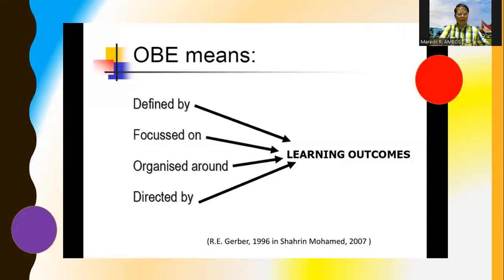OBE, or outcome-based education, means it is actually defined by learning outcomes. It is also focused on, organized around, and directed by the learning outcomes. So the learning outcomes here are very powerful.